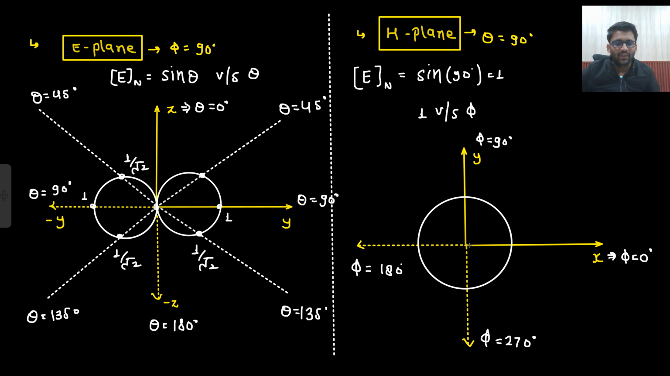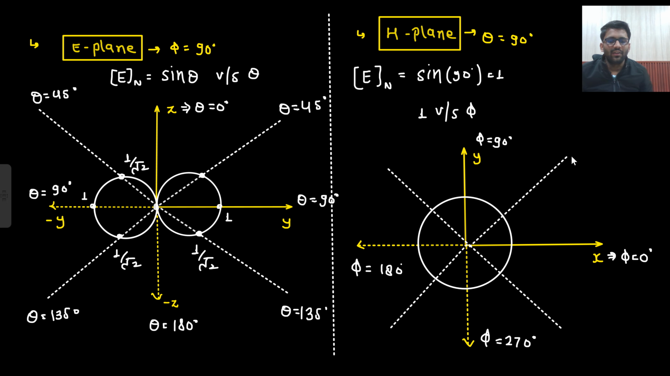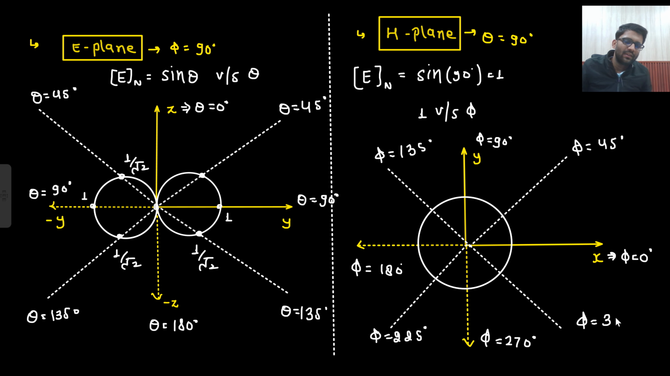So no matter if your phi is 45 degree, 135 degree, 180 degree, 95 degree, 35 degree, always you are getting the value to be 1. 90, 180, 135, 225 will come here, yes, 225 degree, and here what will come? 315 degree. So always your value is 1 only. So this is in my xy plane and this is in my yz plane.